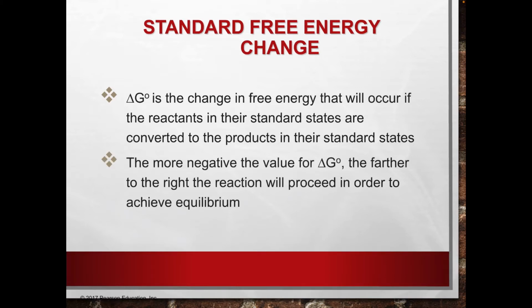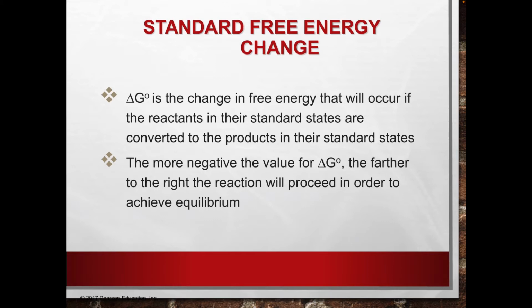Okay. When we are looking at delta G, we can start to think about this in terms of an equilibrium, or for reversible reactions. The more negative the value for delta G, the more spontaneous it is, essentially, and the farther to the right the reaction will proceed in order to achieve equilibrium. So if we have a really negative value for delta G, that's going to tell you we have a really large value of K, that we're making a lot of products.